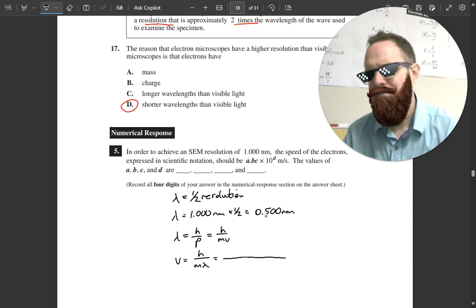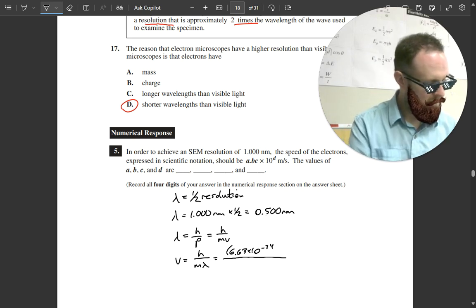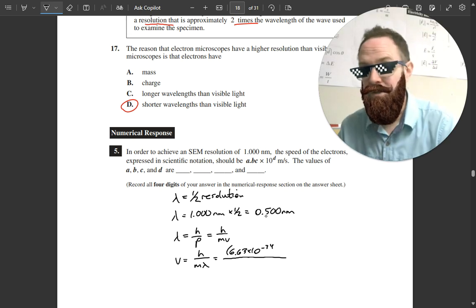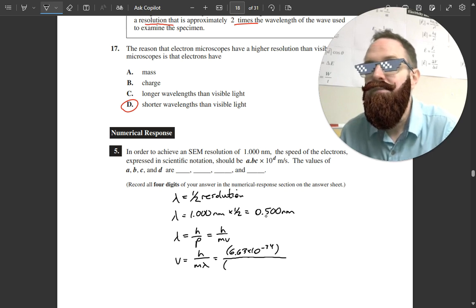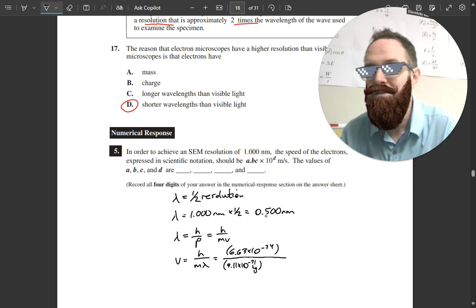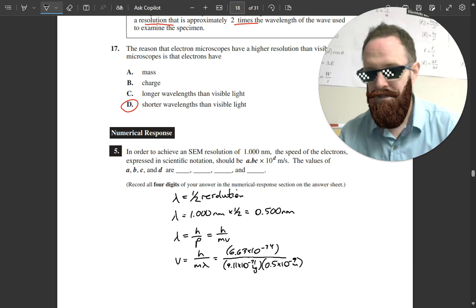I kind of skipped past a bunch of those questions. I'm going to go back to them. Don't worry about that. Now remember, for this formula, the h I'm going to have to use is 6.63 times 10 to the negative 34, just because that's the one you have to use for that formula. Mass of an electron, 9.11 times 10 to the negative 31 kilograms. And my wavelength, I've got to change it into regular meters. Okay, so let's see what this ends up being.